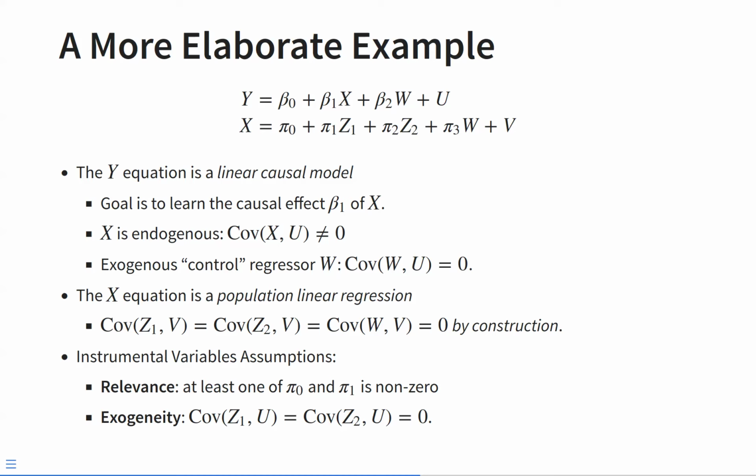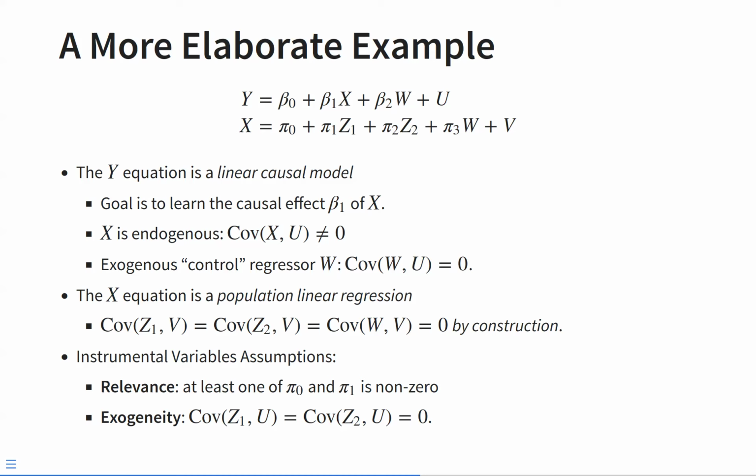So I have two equations. The first one is a linear causal model. So y is caused by x, w, and u, and our goal is to learn the causal effect of x, which is beta 1. In this equation, it's always good to ask yourself what's constant and what's random. So here, y, x, w, and u are random, and the betas are constants. So this is, again, a homogeneous coefficient model. It's a model where everybody in the whole population has the same causal effect, beta 1, and therefore that's just a constant.